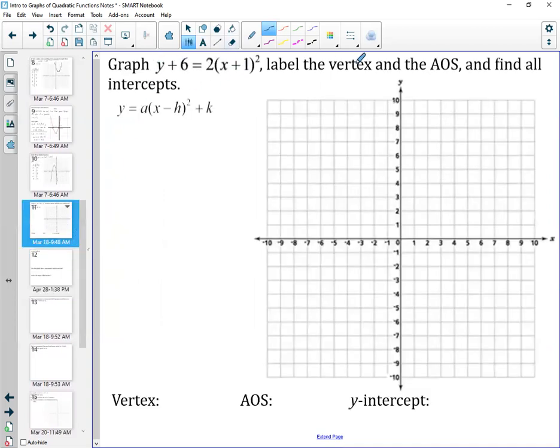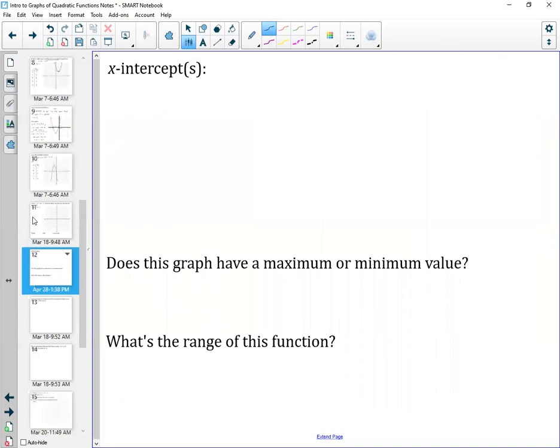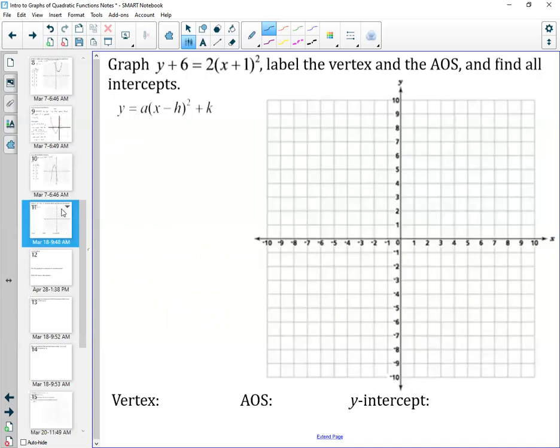So graph this thing, label the vertex, the axis of symmetry, and find all the intercepts. I'm going to give you guys essentially all the questions I could ask you about a particular parabola: graph it, label the vertex, find the axis of symmetry, and find all the intercepts. And then these two questions. So we'll do these first. So we'll graph it.